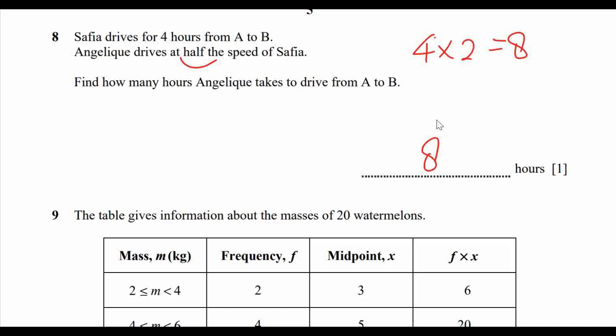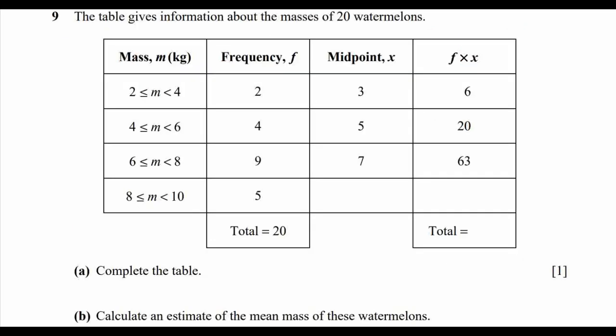Next, number 9. Number 9 says the table gives information about the masses of 20 watermelons. Masses are in groups 2 to 4, 4 to 6, 6 to 8, 8 to 10, and the frequency is given with the midpoint of the group and the f times x. The total is 20 since there are 20 watermelons. Question 9a, complete the table. You will be given time to complete the table.